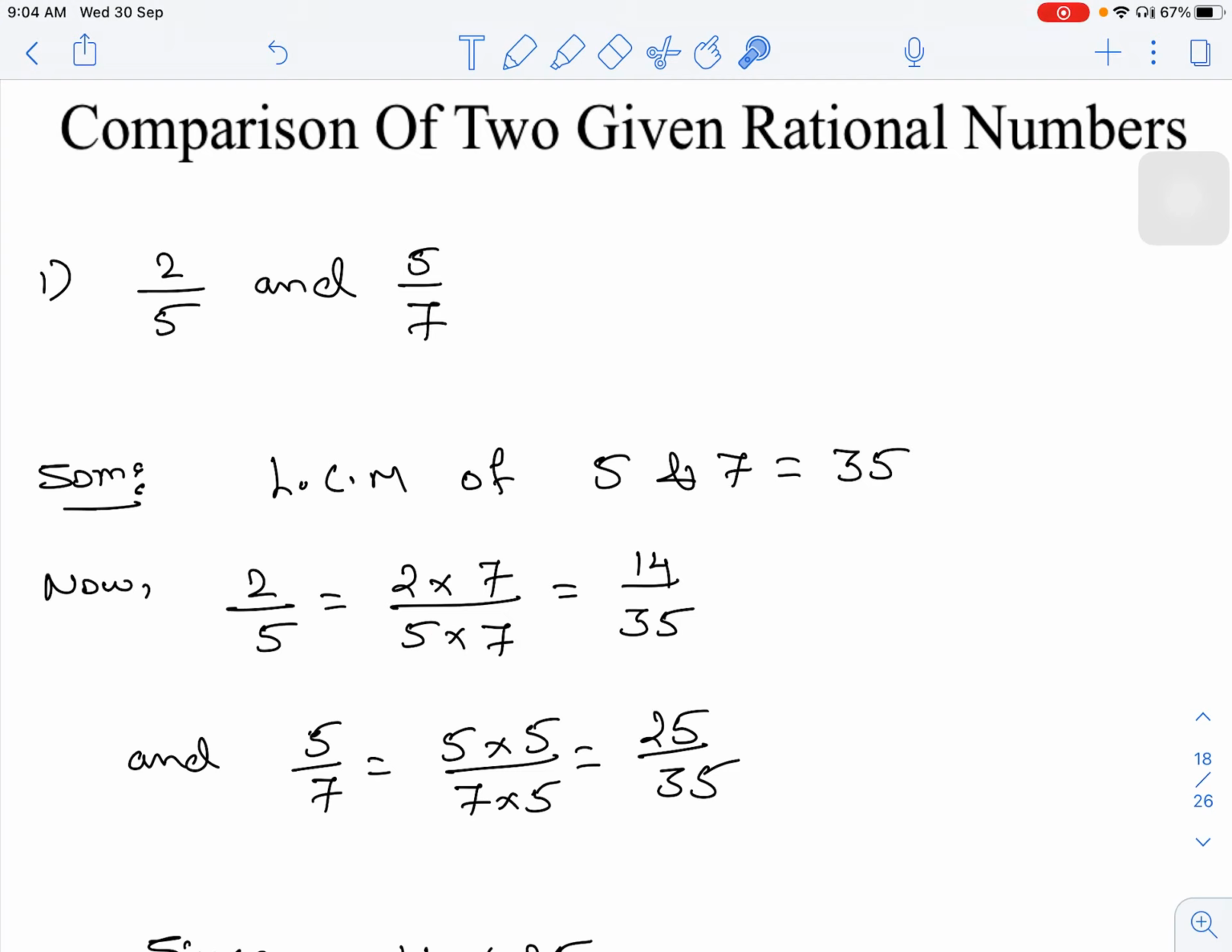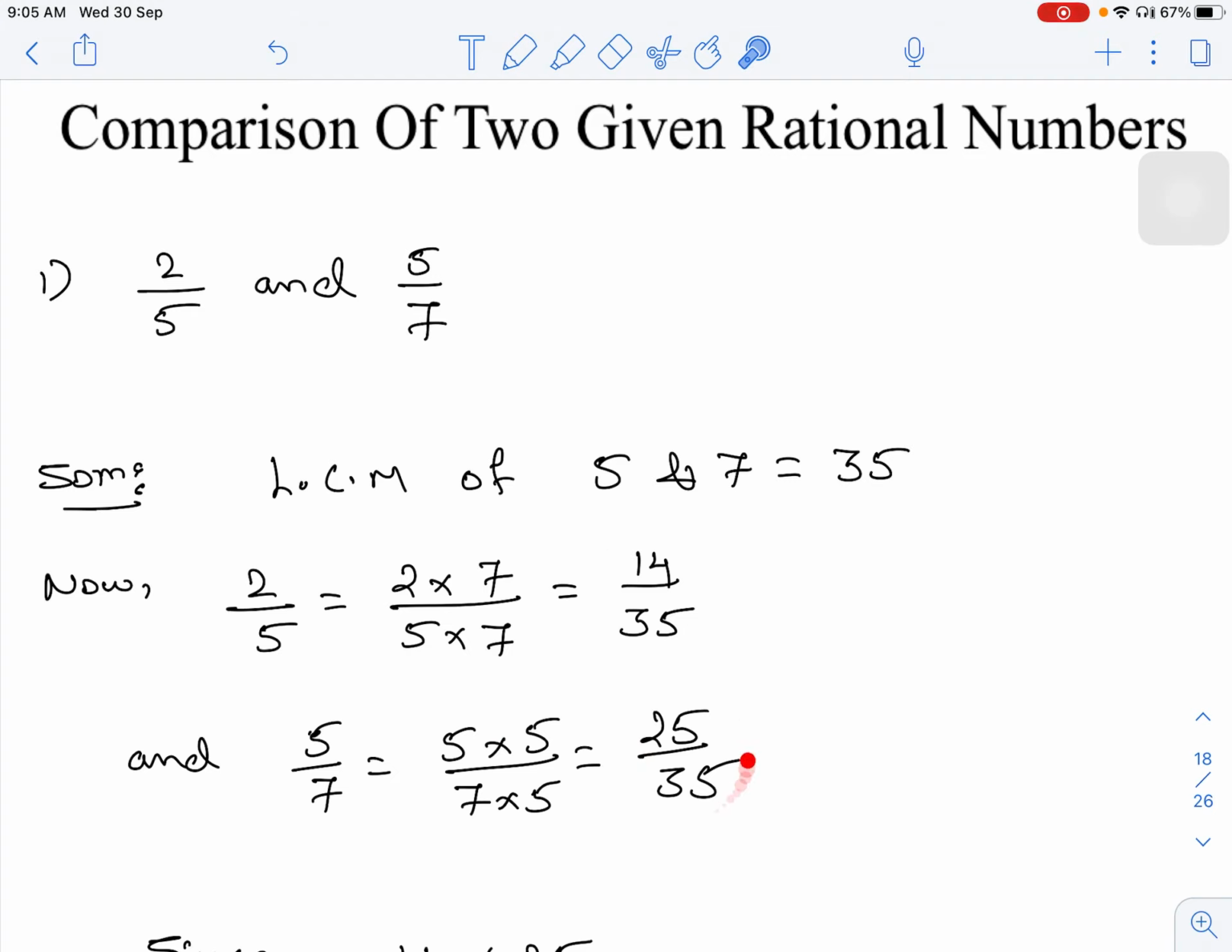Now next what you have to do, we have a number that is 5 upon 7. Okay, now for this 5 upon 7, again same condition, we want to make the denominator 35. So for converting this 7 into 35, by what number you have to multiply? By 5. Now by whatever number you are multiplying the denominator, the same number must be multiplied to the numerator. Okay, so you get 5 fives are 25 and 7 fives are 35.